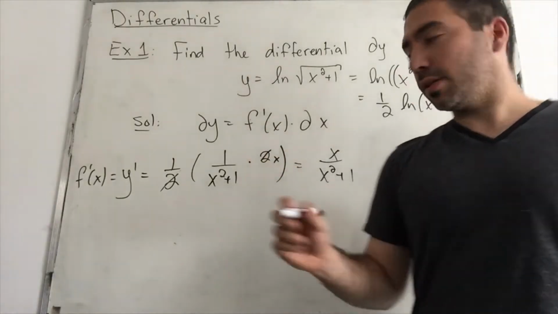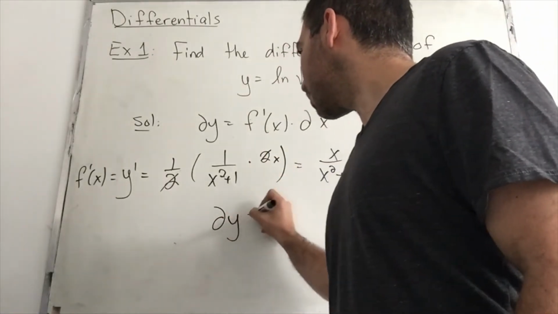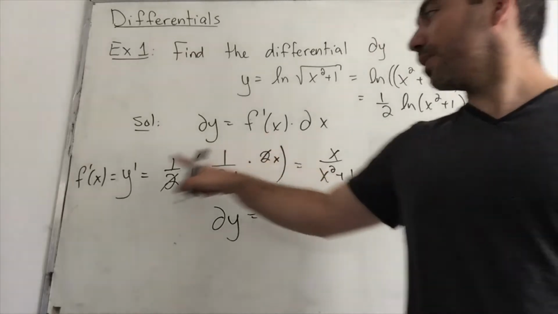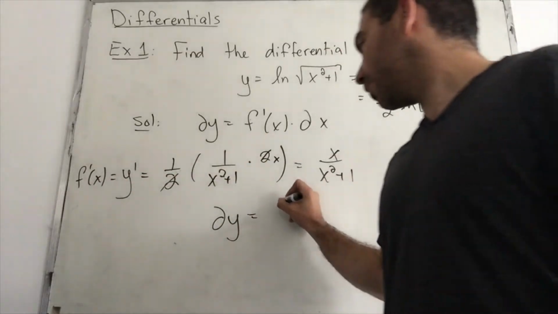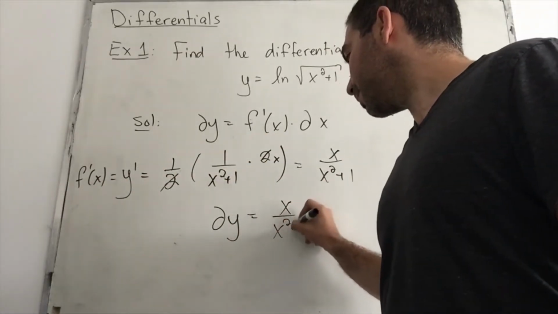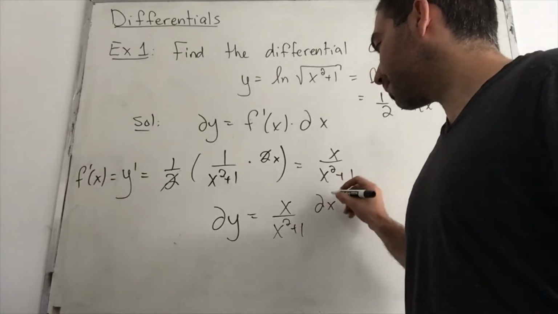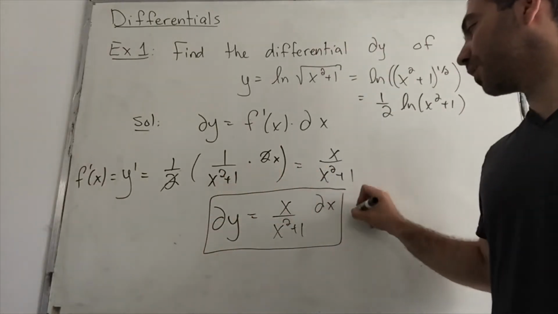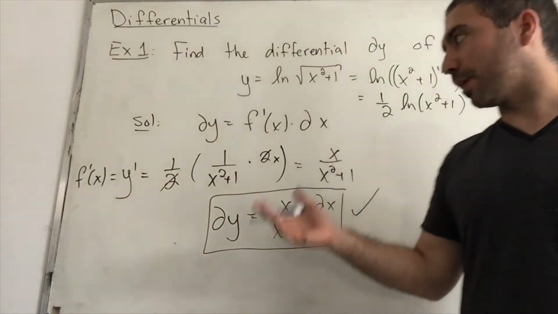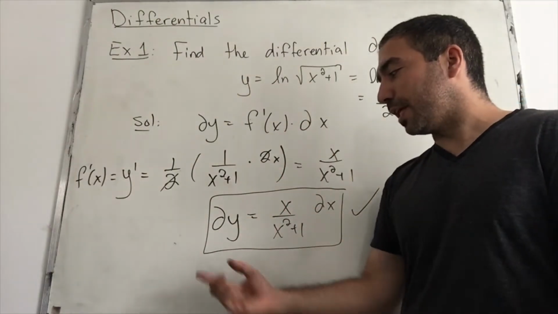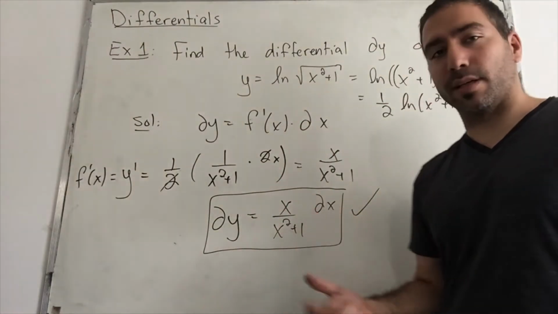So the differential can be expressed as f prime of x, which we just showed is x over x squared plus 1, and then we leave the dx here. Okay, so a very simple example, we're just applying the formula and essentially taking the derivative, and at the end we're just multiplying by dx.